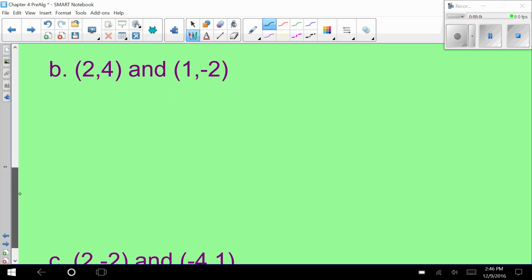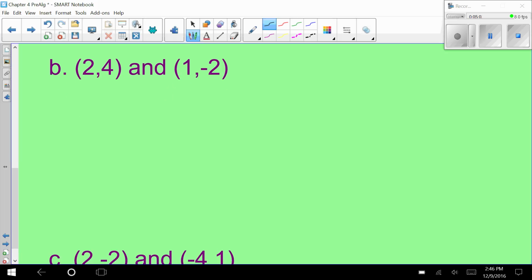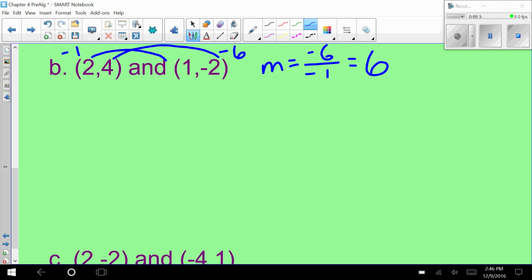Let's look at the second one. 2, 4, and 1, negative 2. We're going to start by finding the slope. 4 to negative 2 is a minus 6. 2 to 1 is minus 1. So my slope is negative 6 over negative 1, or just 6.